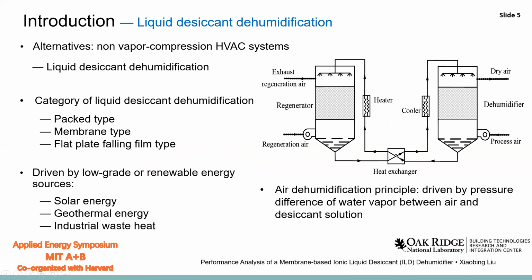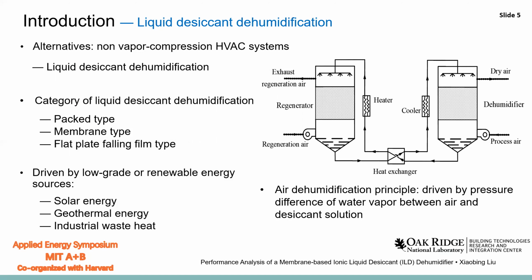People have proposed many types of alternatives. Most of them are non-vapor compression HVAC systems. One of the most promising technologies is liquid desiccant dehumidification. Different from low temperature condensation, air dehumidification using liquid desiccant can be achieved at room temperature. The moisture in the air can be removed by the pressure difference of water vapor between the air and the desiccant solution.